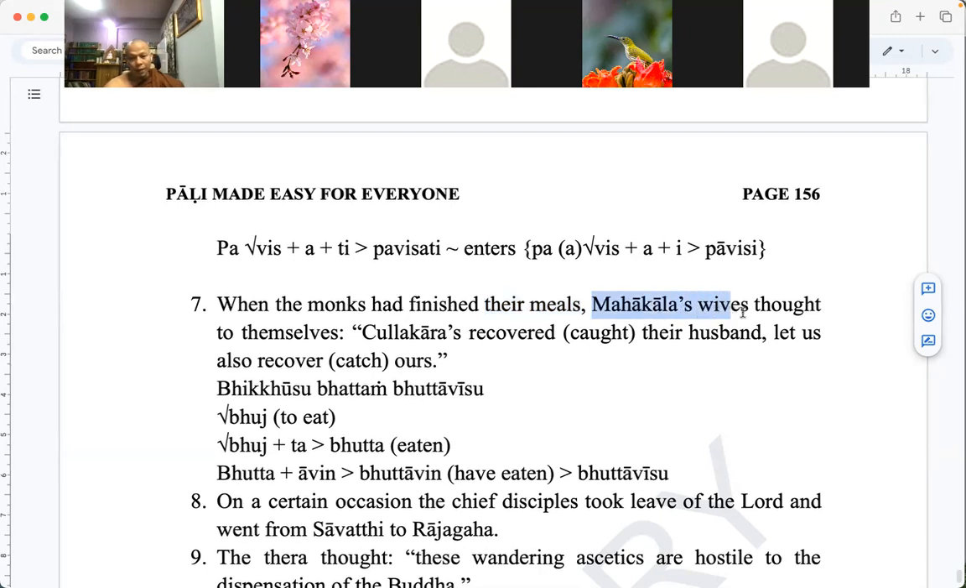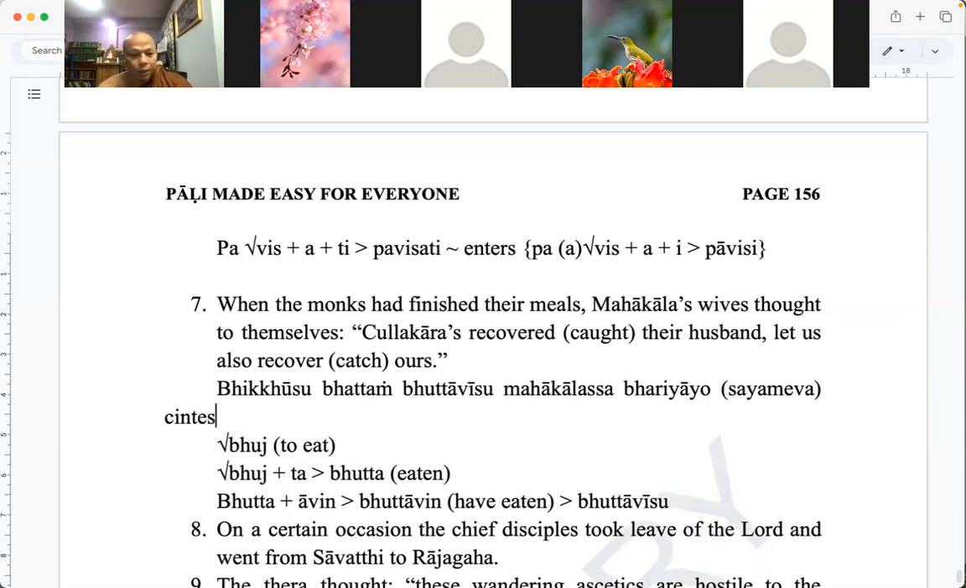So Mahakalasa's wives thought to themselves. Mahakalasa Pariyayo. Not a single wife, wives, plural. Mahakalasa Pariyayo. Thought to themselves: maybe "to themselves" means "say me what", but without that it is also okay. Pariyayo. So "thought" is Jane D. Now their thought is within the brackets.